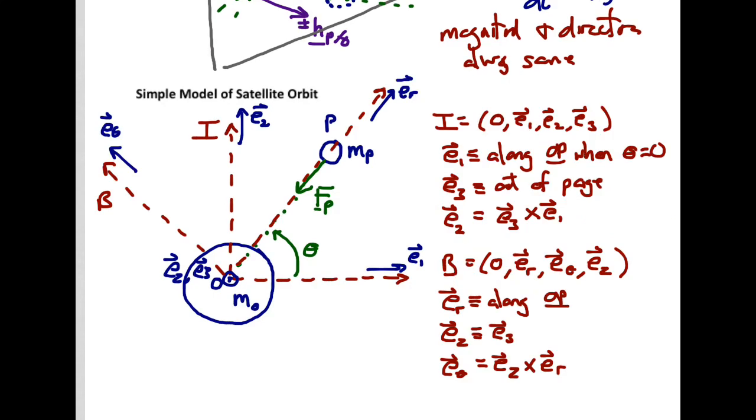And then let's add a polar reference frame, defined by three vectors: E sub r, E sub theta, and E sub z. E sub r is along the line of OP, E sub z is the same as E3, and E theta is the cross product of EZ and ER. And then because we're using a polar frame, we need to add another coordinate that we'll call r, being the distance from point O to point P.